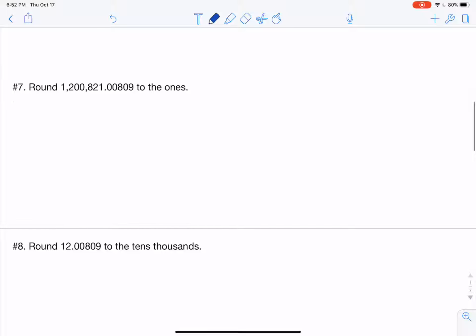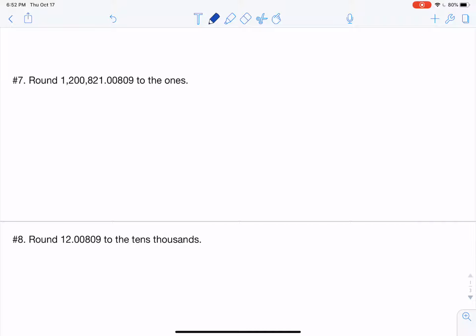Okay, so the next one, we're going to round this one to the ones. So this is the ones place value. I look at the number to the right. I see that it's a 0. So that means this 1 is just going to stay the same. So this would just round to that. And then there would be no decimal because everything afterward becomes a 0. So that would be the answer, which is the same as number 7 in the online quiz that you have been working on.